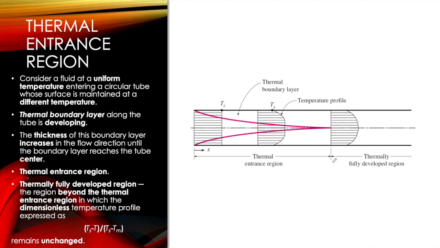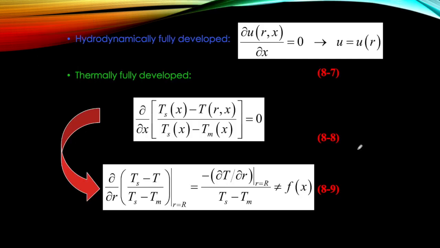So this is how the thermal entrance region works. If you are required to draw the thermal entrance region, it will be the same as the velocity boundary region, where the thermal boundary layer will increase as the x coordinate increases, and the temperature at the pipe wall will be the same as the surface. Okay, and it has two regions, the thermal entrance region and the thermally fully developed region.